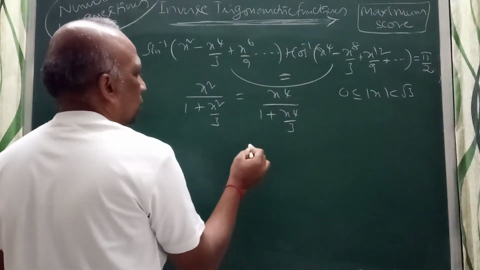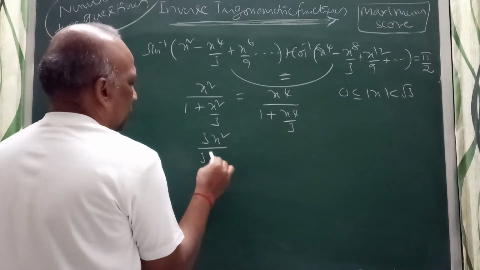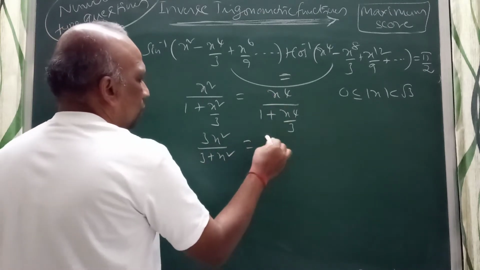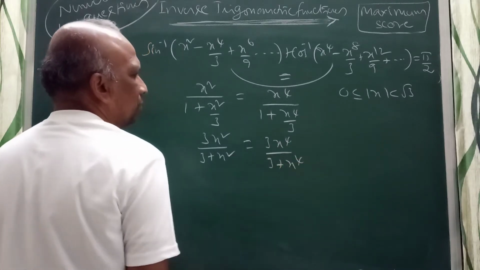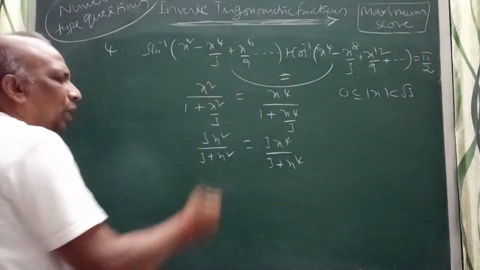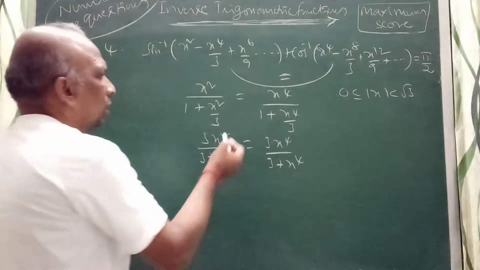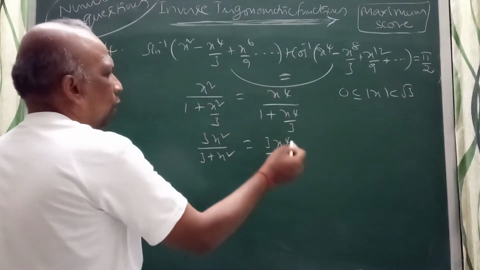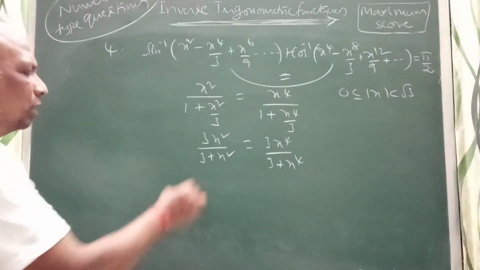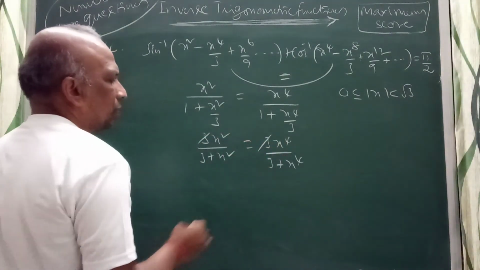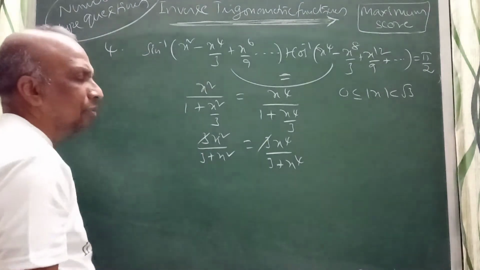So these two are equal. If I simplify this, it will come 3x square by 3 plus x square equal to 3x power 4 by 3 plus x power 4, right? It will come like this. If I simplify this, 3 will go up here, then I can eliminate 3 here. Even x square, definitely I can eliminate x square here.